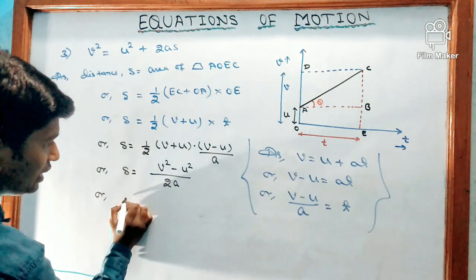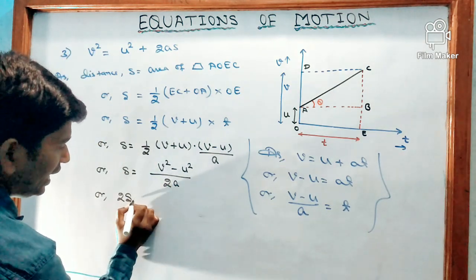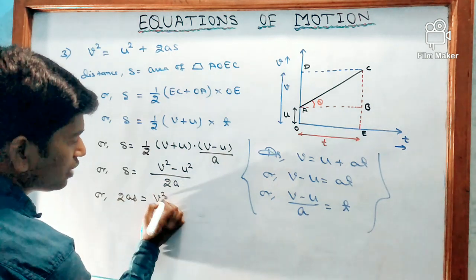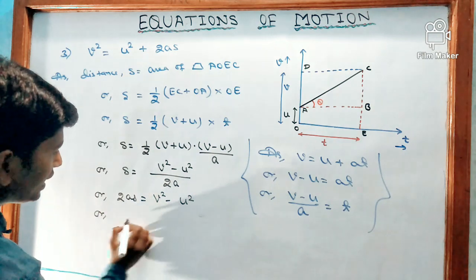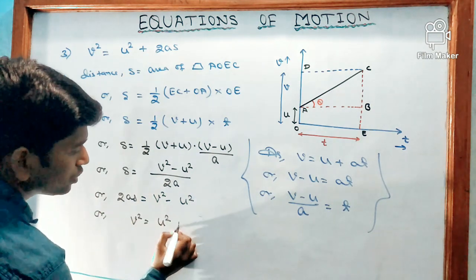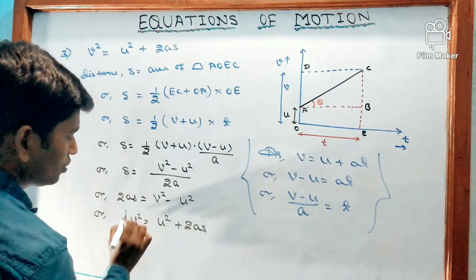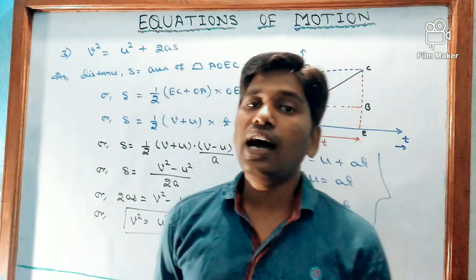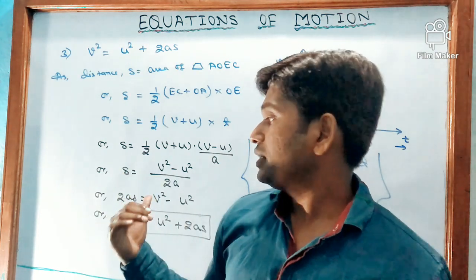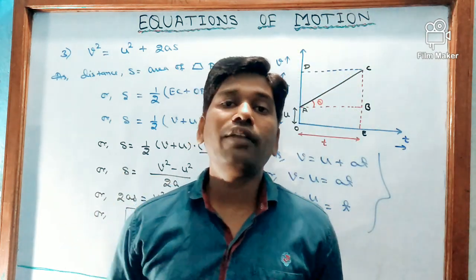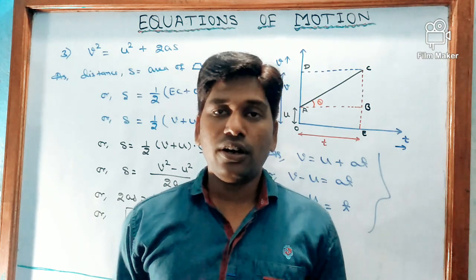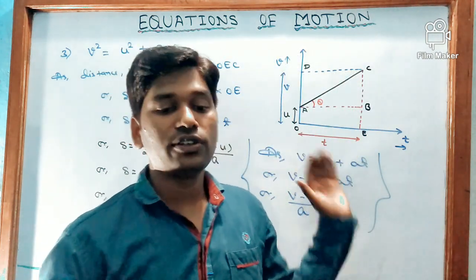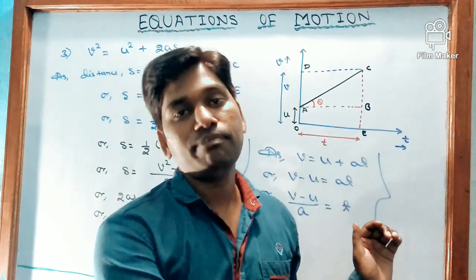Again cross multiplying, we will get 2AS is equals to V square minus U square, or we can write V square is equals to U square plus 2AS. So this is the third equation. These are the three equations which we use in solving the numericals. So we have derived these by using graphs. So these are called the graphical methods.